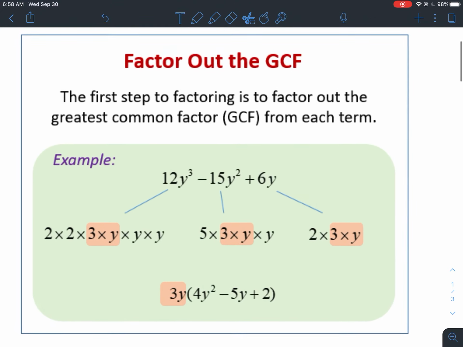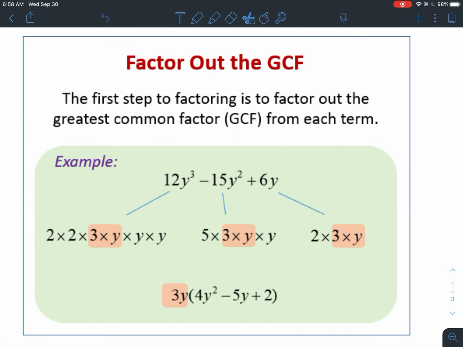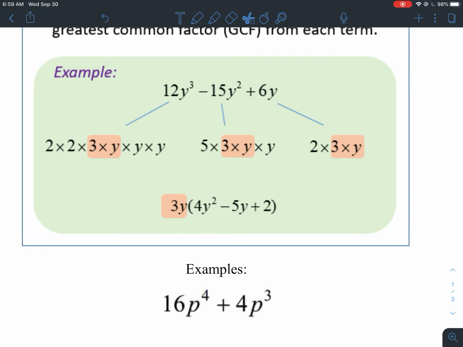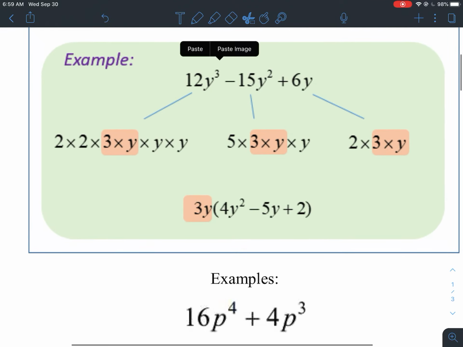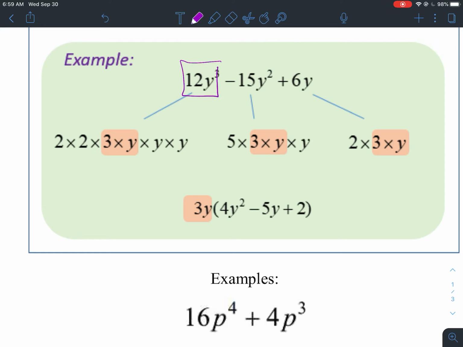So let's take a look at what this says here. It says the first step to factoring is to factor out the greatest common factor from each term. I know we identified the greatest common factor before, but now we're actually going to factor that out. If you recall, what we can do is break down the terms into their prime factorization and then break down the variables.